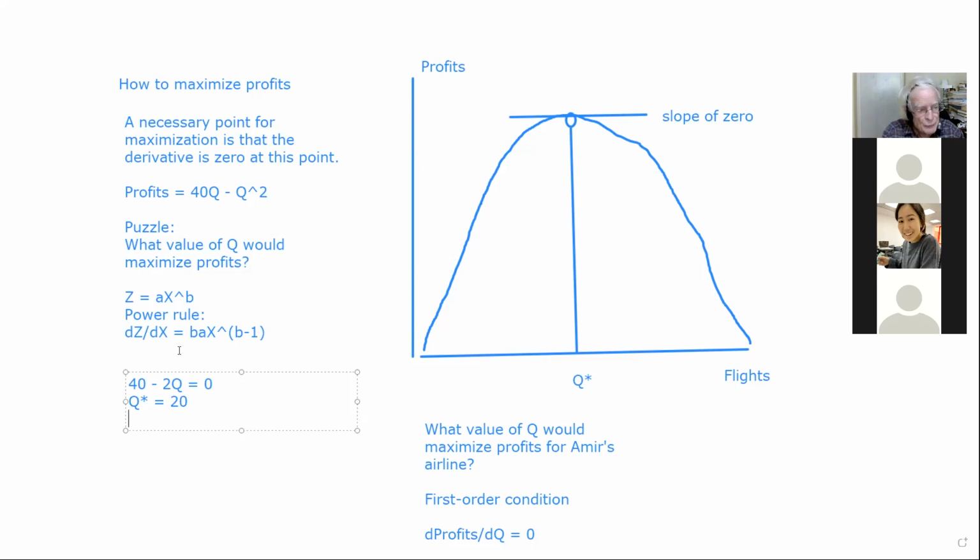That is, we have that manipulation that 40 equals 2Q could be added to both sides of the equation. And then dividing 40 by 2 gives us 20. And there's our solution to the problem. So I think that's good for 1 point of extra credit for the class.